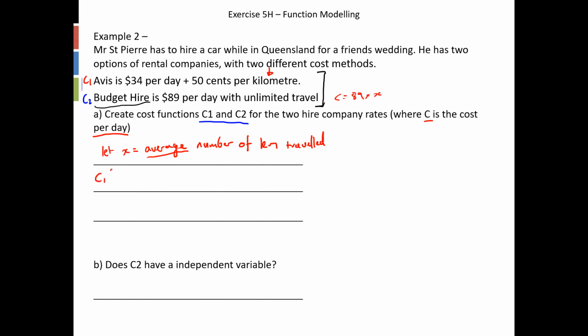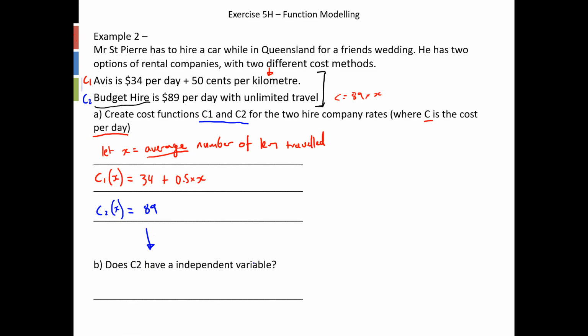C1 of X is equal to, well, 34, no matter what, for the day, plus, and that's in dollars, 0.5 times X. That's going to be the cost per day, where X is the number of average kilometers. Now, what about budget? Well, budget is just a flat rate of $89, so C2 of X is equal to 89.